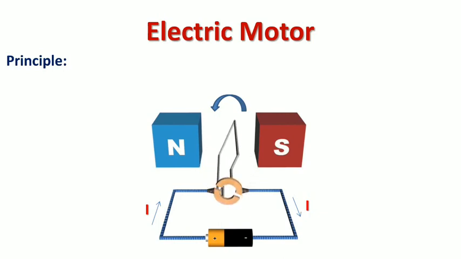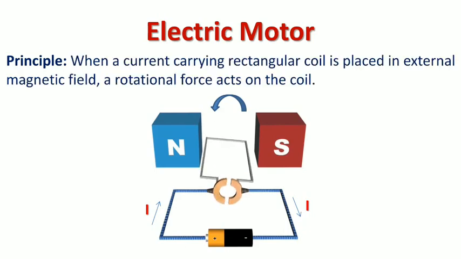Whenever a current carrying coil is placed between two opposite poles of a magnet, this coil experiences a kind of rotational force which rotates the coil between these magnets if the coil is free to rotate. So this is the principle of the electric motor. When a current carrying rectangular coil is placed in an external magnetic field, a rotational force acts on the coil. This is the principle on which the electric motor is based.